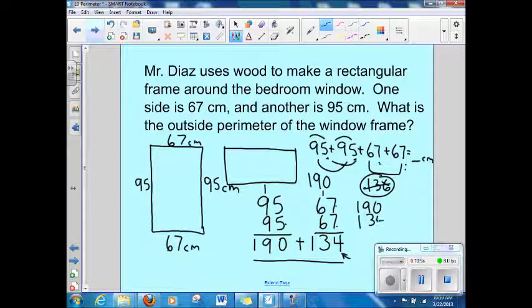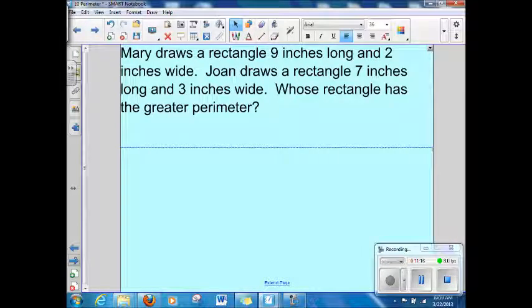190 plus 134. 0 and 4 is 4. 9 and 3 is 12. That's 2 tens and 100. Oh, regroup that 100. 324 centimeters. How am I going to get that on that tiny little line there? 324 centimeters was the outside perimeter of Mr. Diaz's window.